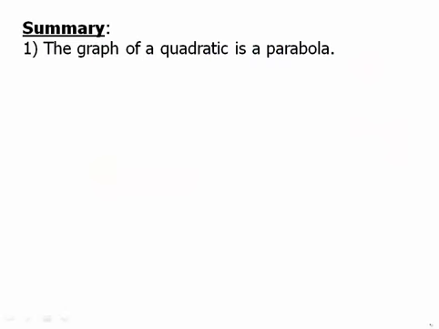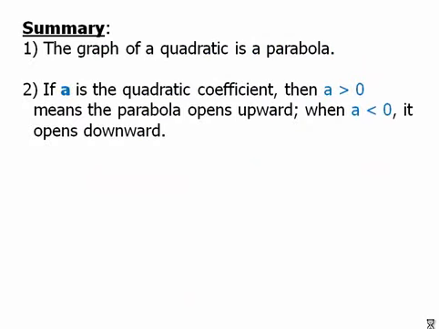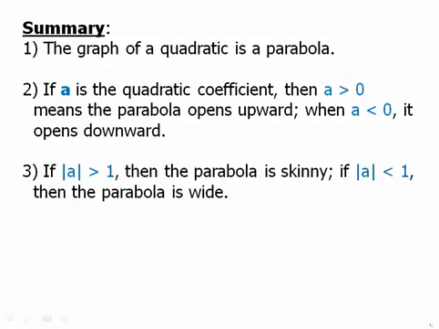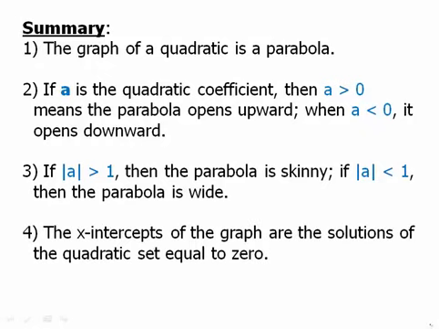The graph of a quadratic is a parabola. If a is the quadratic coefficient, the multiplier of x squared, then if a is positive, that means that the parabola opens upward. When a is negative, it means it opens downward. If it has an absolute value greater than 1, then the parabola is skinny. If the absolute value of a is less than 1, then the parabola is wide. The x-intercepts of the graph are the solutions of the quadratic set equal to 0. And those are the big ideas of quadratics.